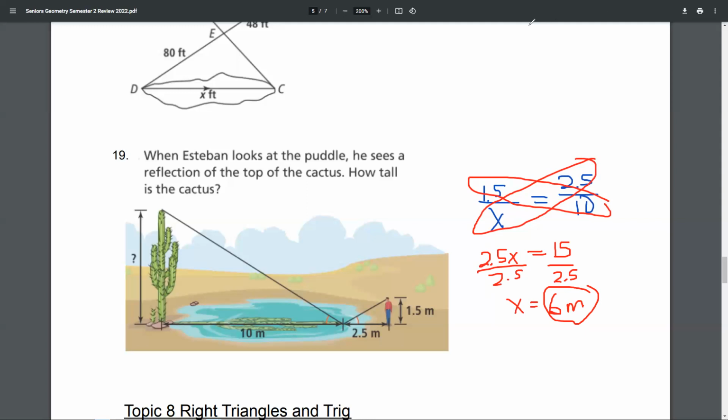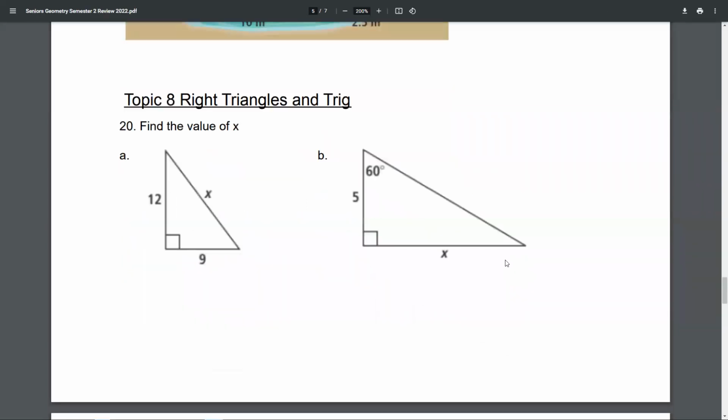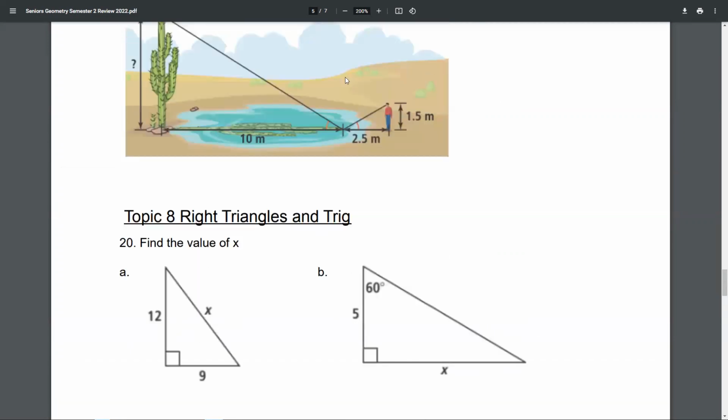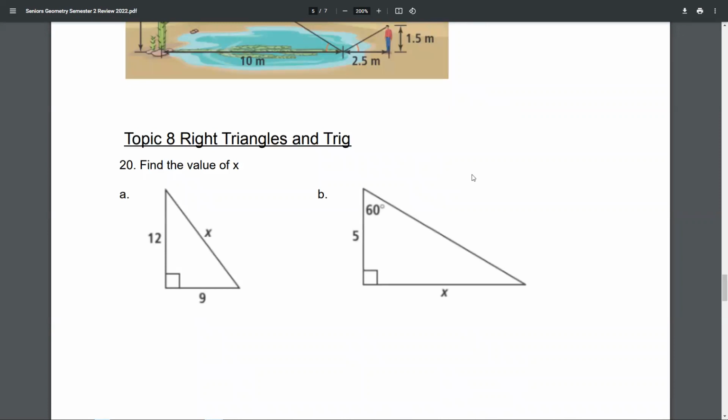All right, topic 8. Right triangles and trig. So we have 3 different things we could do. Right, we can do the Pythagorean theorem, a squared plus b squared equals c squared. And then we have the sine, cosine, tangent. And then we have the inverse sine, inverse cosine, and inverse tangent.